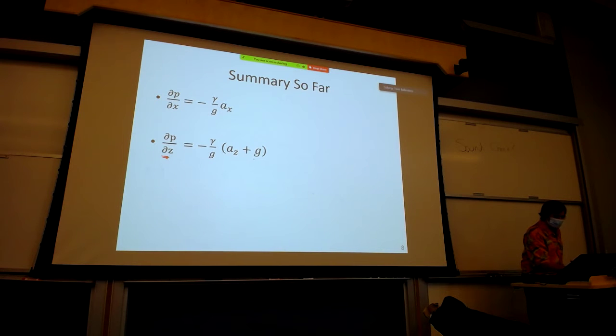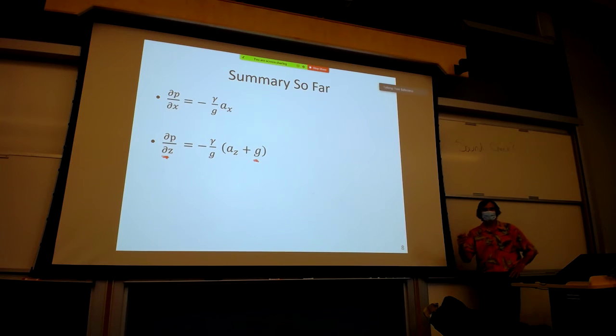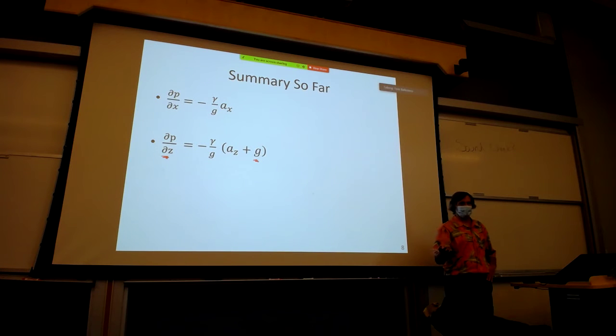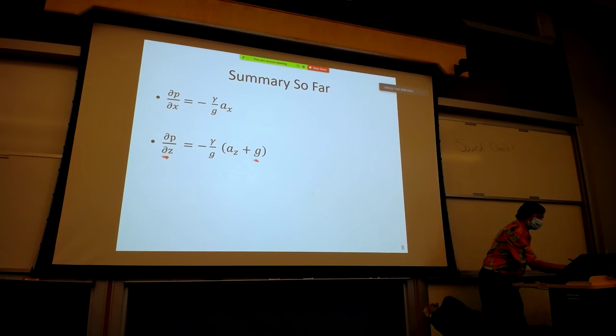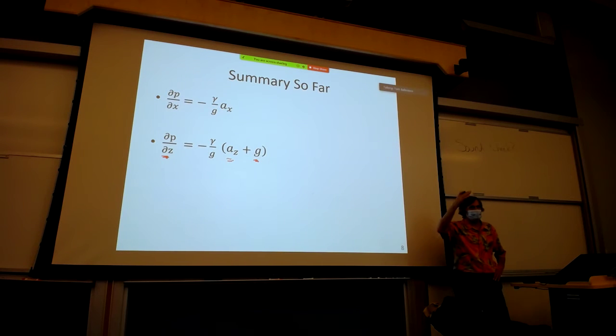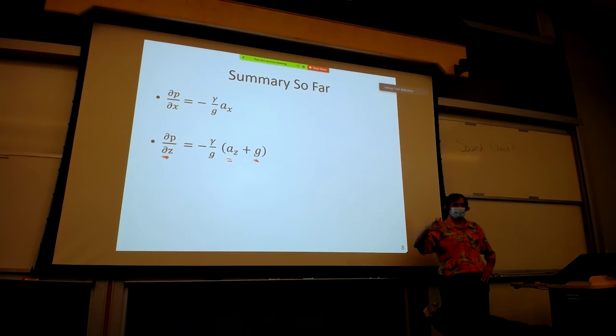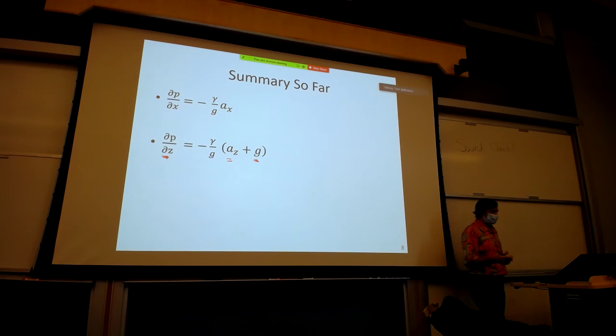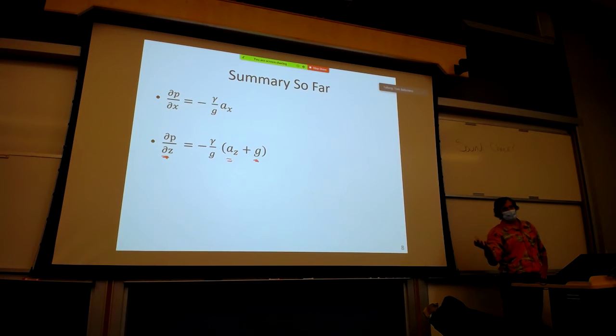Again, this is the pressure variation in the vertical. At the end of the day, if there is no vertical acceleration, we get our old friend, P is equal to gamma h. But if there is some other vertical acceleration, we're modifying that pressure variation in the vertical. And it's modified by how much vertical acceleration you have.